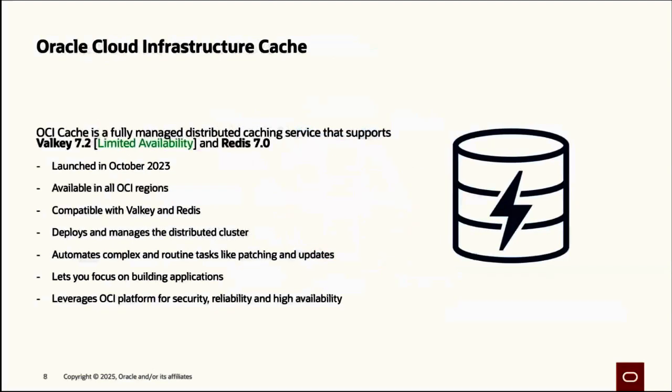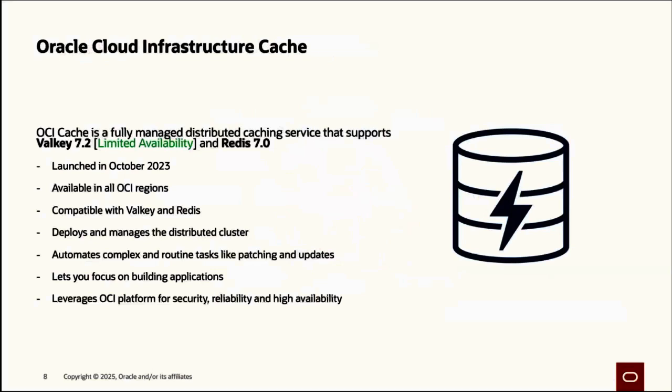So OCI Cache is a fully managed distributed caching service. We support Valkey 7.2 and Redis 7.0 in our service. Valkey 7.2 is in limited availability right now. The service itself was launched in October 2023.